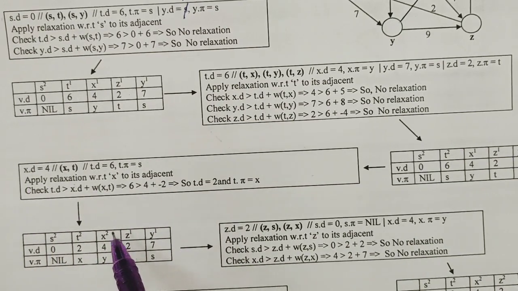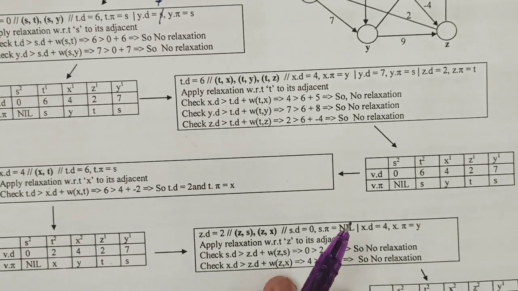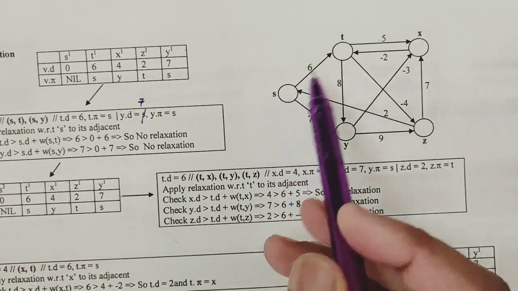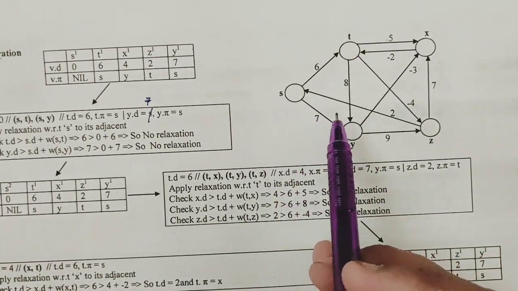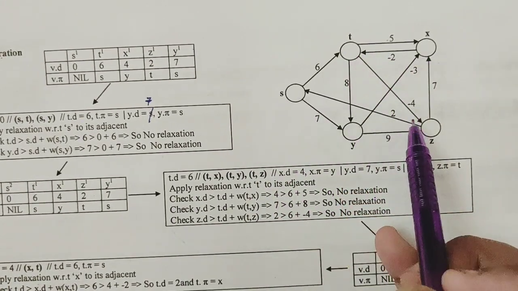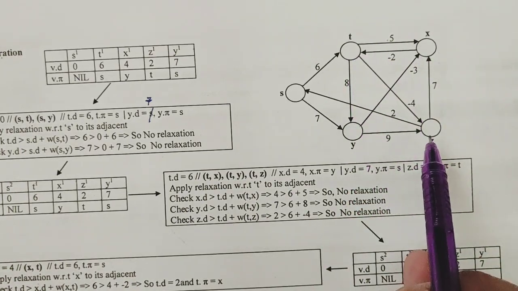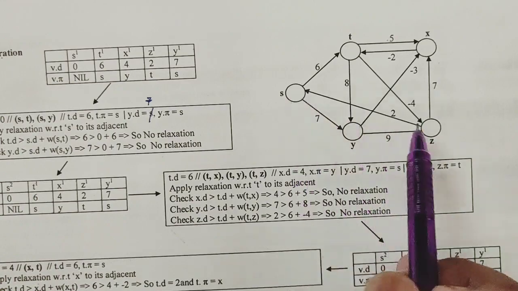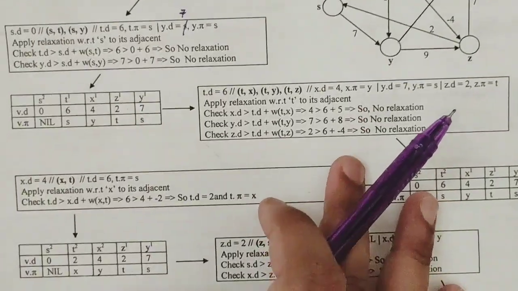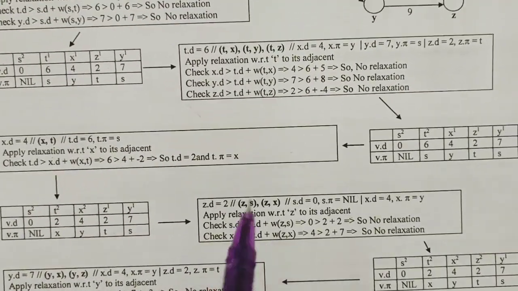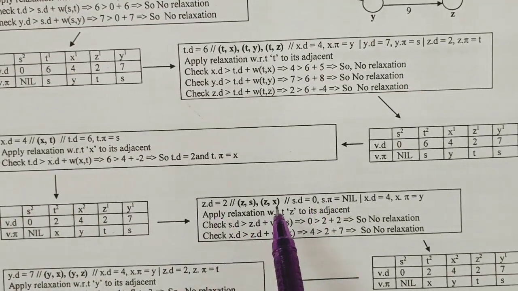That's why I mentioned it as x2 here. Okay, now we have completed s2t, s2y. We have completed t2x, t2y, t2z. We have completed x to t. Now we'll pick up z, and there are two edges, z to s and z to x. Now take these, that is z to s and z to x.